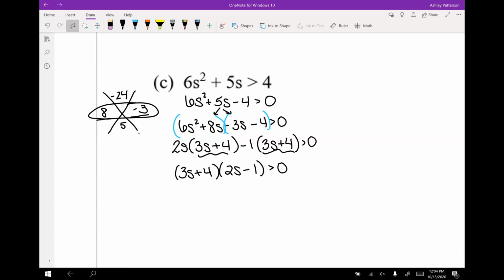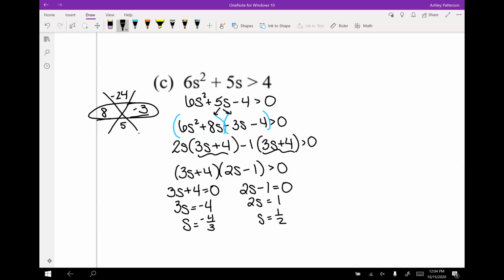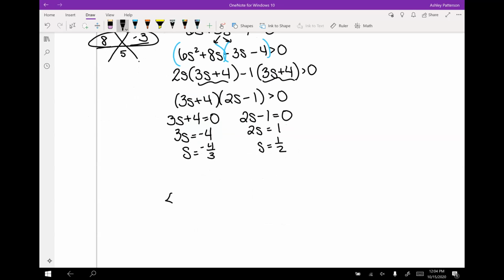Okay, I am going to now solve for s, ignoring the inequality, because again, we need to know where this particular quadratic intersects the x-axis. So for the left-hand side, we get s is negative 4/3. So negative 1 1/3 is one of our x-intercepts. And for the right-hand side, we get 1/2. Okay, these are the x-intercepts. We need to figure out, does or do the solutions for this quadratic inequality lie on the outside or on the inside of these x-intercepts?